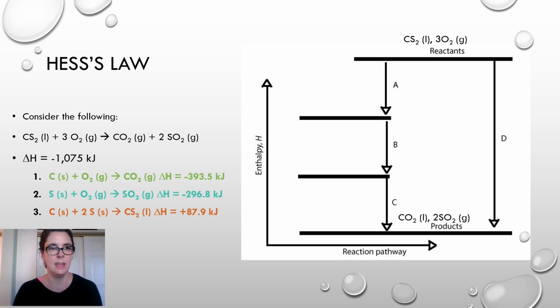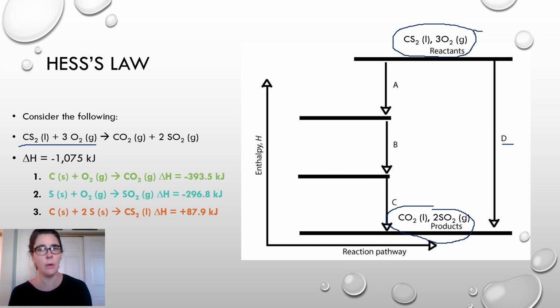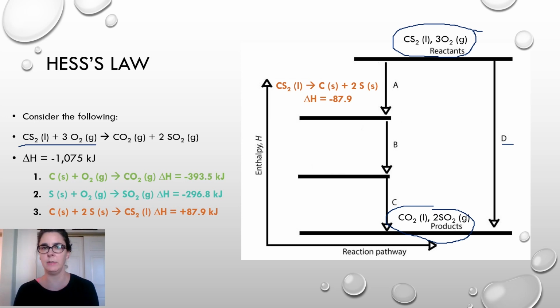On the reactant side, we have our carbon disulfide and our 3 moles of oxygen gas. So that's right here. The direct method is D, where we then get our CO2 and SO2, our products there. But let's think about this in terms of steps. We could take that carbon disulfide and break it apart into elements. That corresponds to reaction A: carbon disulfide yields carbon solid plus 2 sulfurs. That is reaction 3 right here.